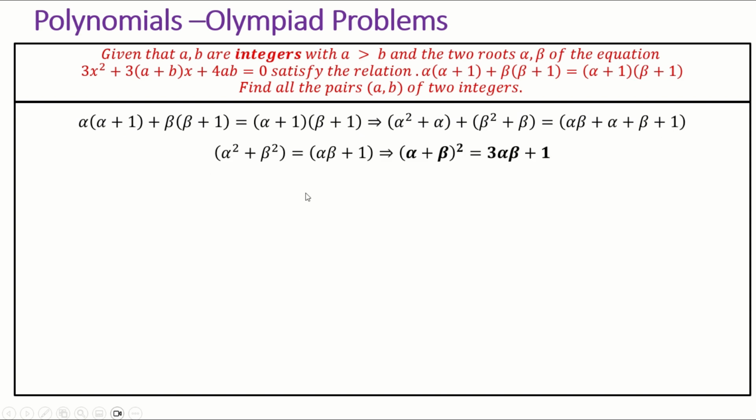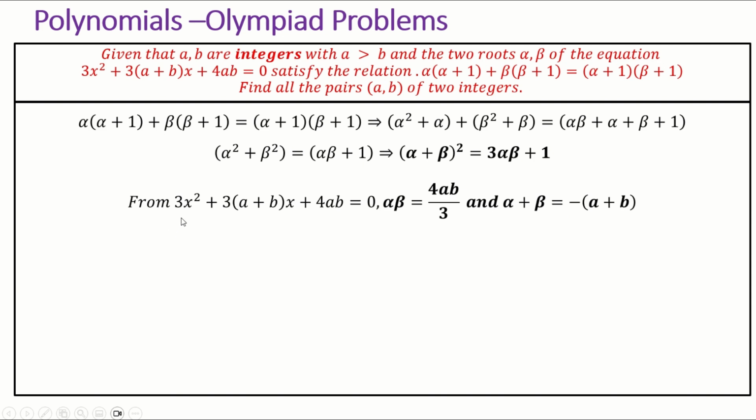Now, if I simplify, what you will get is alpha square plus beta square equal to alpha beta plus 1. Which is nothing but (alpha plus beta) whole square equal to, I am adding 2 alpha beta on both sides, so it will become 3 alpha beta plus 1. Now we have the quadratic equation here, alpha, beta are roots, so we know that alpha into beta equal to 4ab by 3, alpha plus beta equal to minus 3(a plus b) by 3, which is minus of (a plus b).